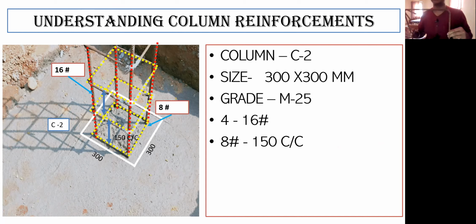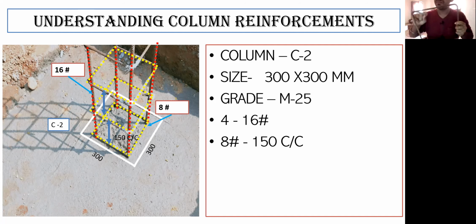So this is how a stirrup looks. Usually for the column, we are going to keep it like this. If I'm keeping one here, imagine I'm keeping another one somewhere here. This distance is the center to center spacing. It can be 150, or 175, or 200 center to center spacing.